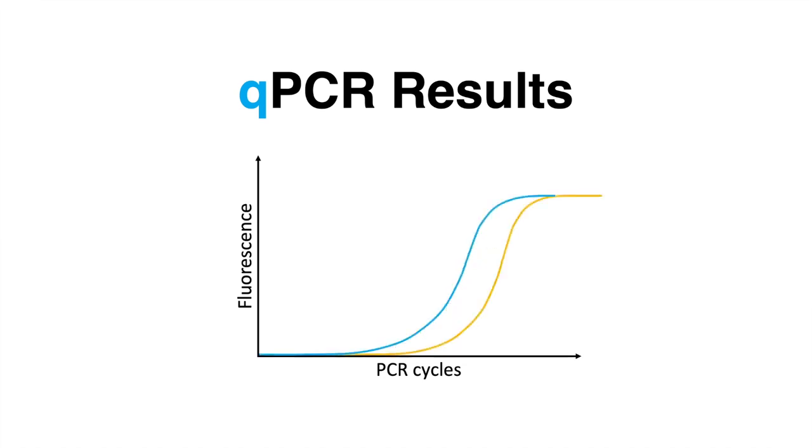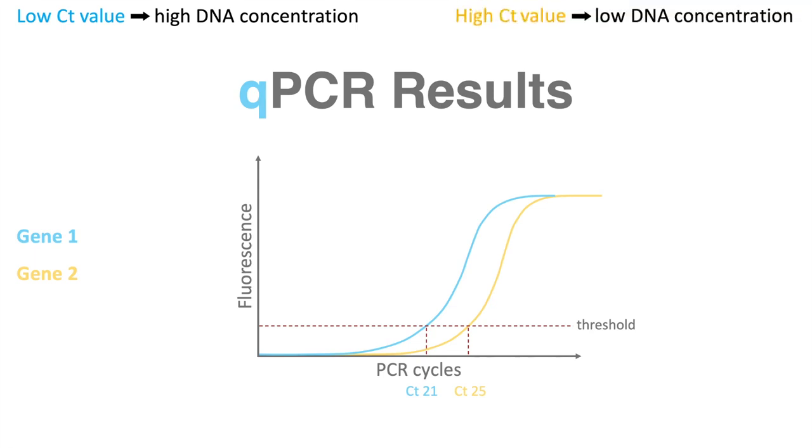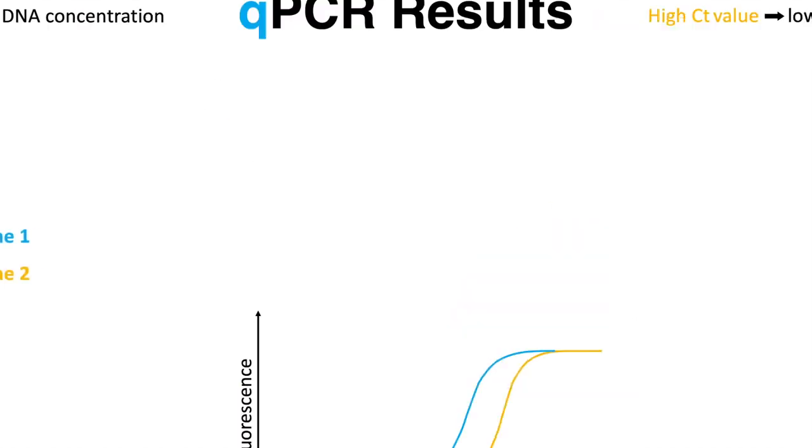During gene expression analysis, multiple genes can be compared. The number of cycles after which the signal intensity reaches the threshold is shown as the CT value. The presence of gene 1 is detected after 21 cycles, whereas the presence of gene 2 is detected in cycle 25. In general, low CT values go along with high DNA concentrations, and high CT values mean that signals are detected late, indicating low DNA concentration.